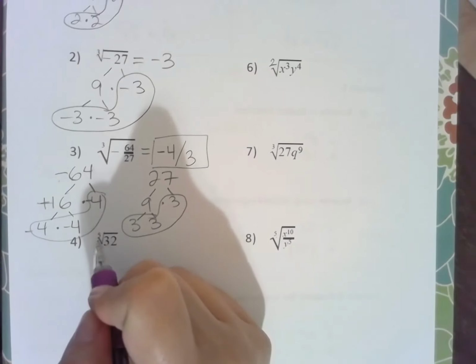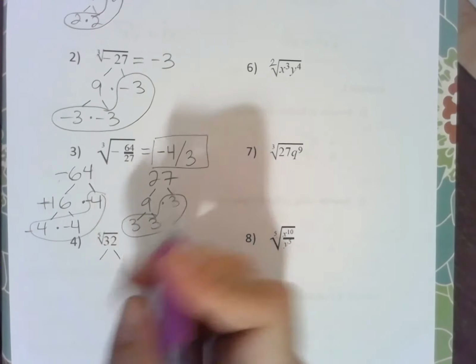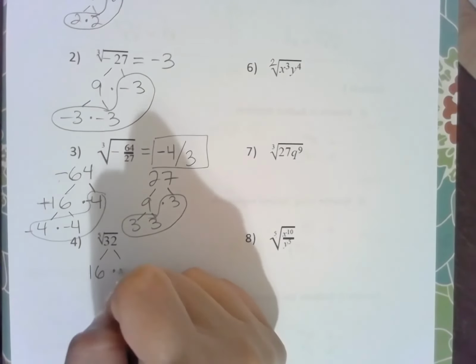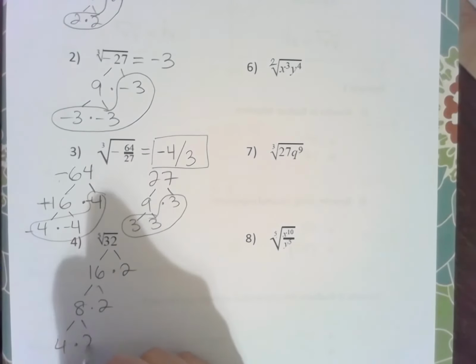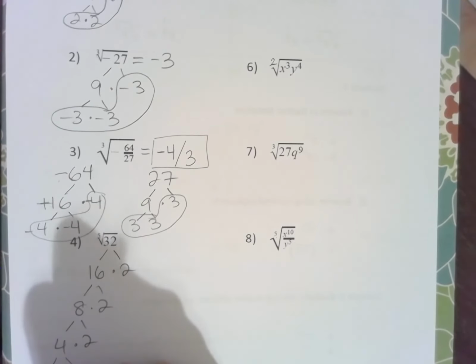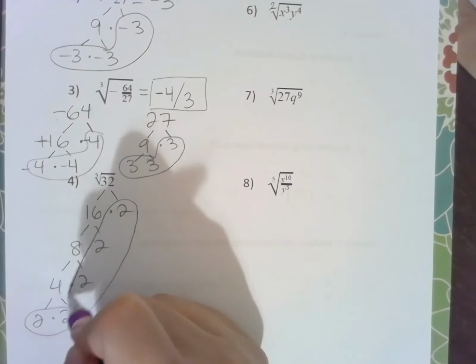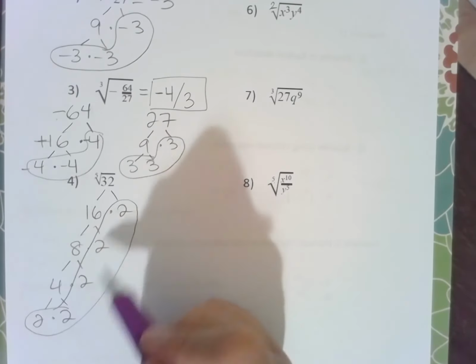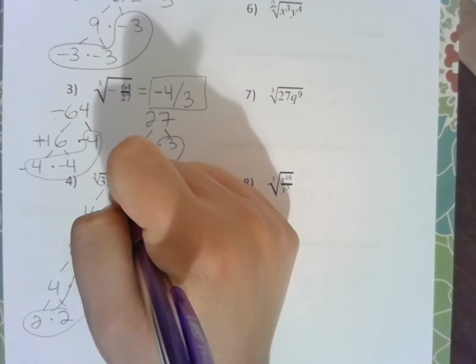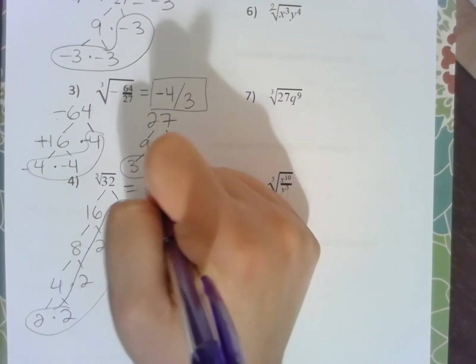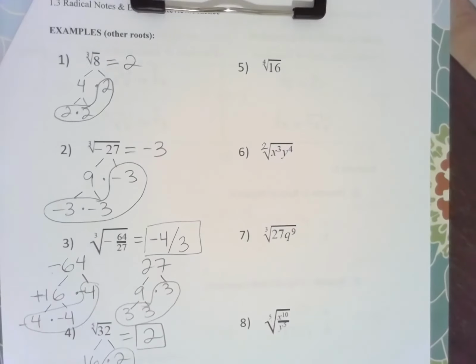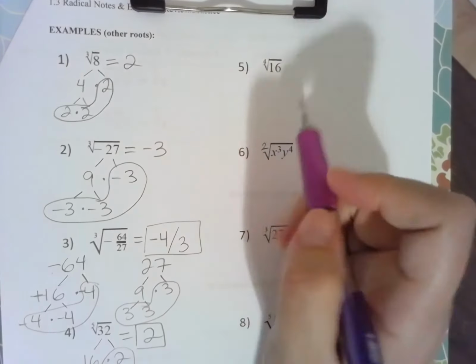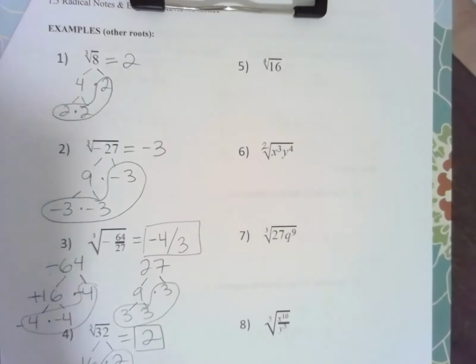Notice on number 4, you're looking for groups of 5. So you want to break this down as much as you can. And I'm just going to keep going until hopefully I have a group of 5. We have 2 is a group of 5. So the fifth root of 32 is 2. Go ahead and pause the video and try out number 5 and come back and check out the answer.